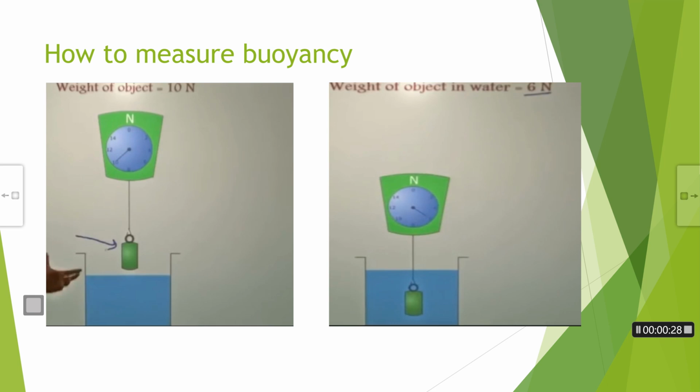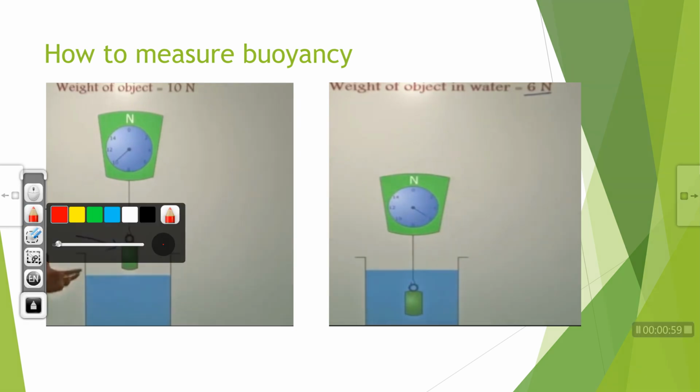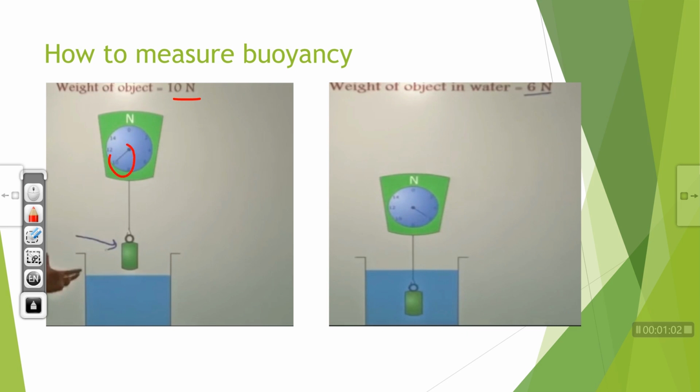In this slide, you can see two pictures. In the first picture, an object is hanged on a spring balance. We know that spring balance is used to measure weight. Using that spring balance, we can find out the weight of the object in air. From the reading, you can see that the weight of the object in air is 10 Newton. So, the weight of the object in air is 10 Newton.